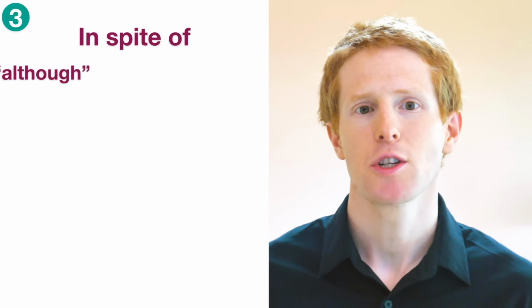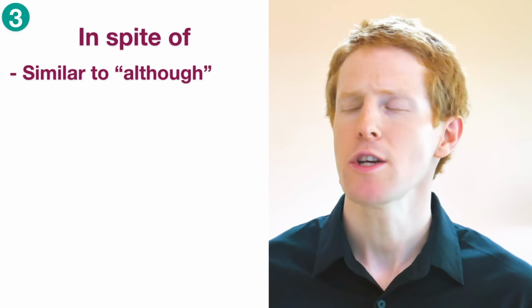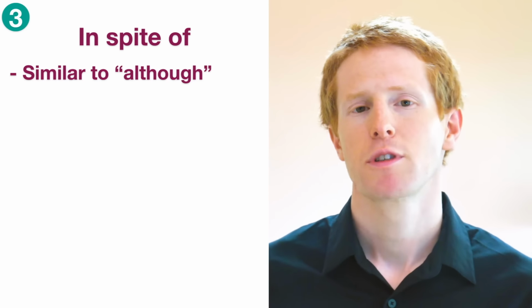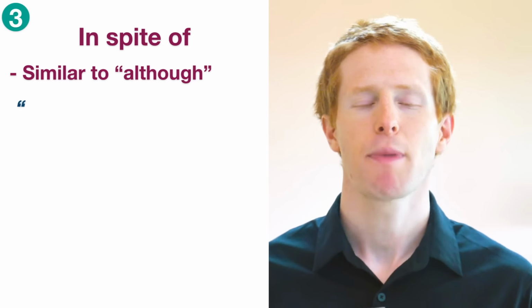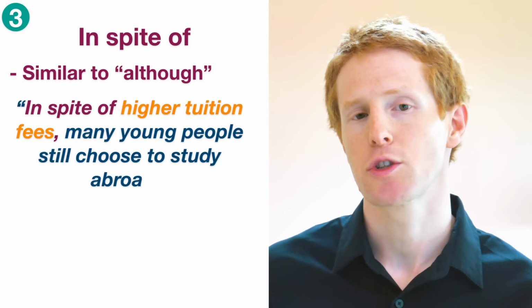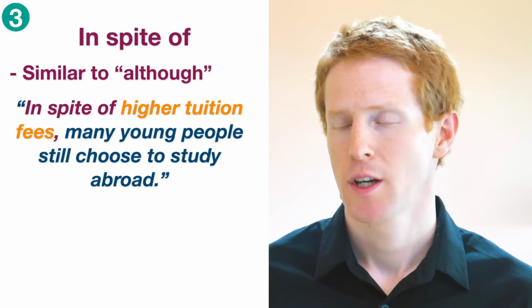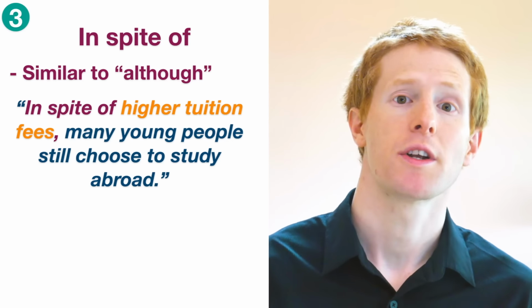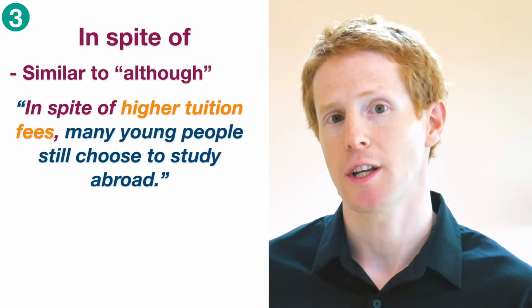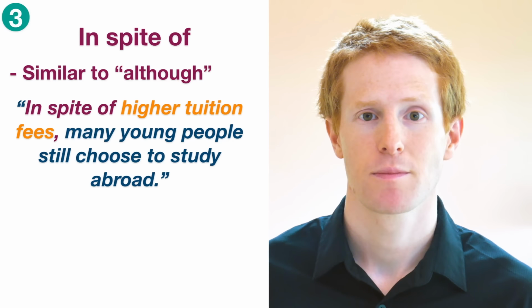Next, we have in spite of. In spite of is similar to although. We use it to contrast two ideas. For example, we can say, in spite of higher tuition fees, many young people still choose to study abroad. Which means, although studying abroad is more expensive, young people still choose to study in a foreign university.